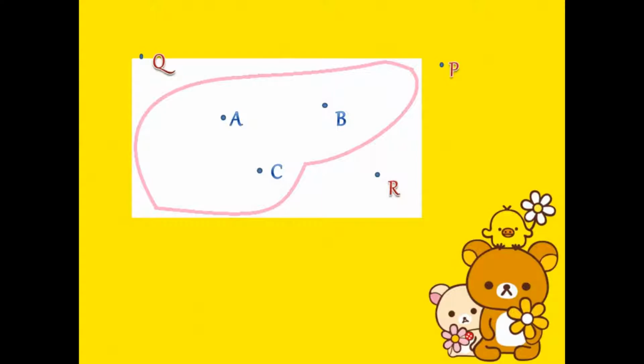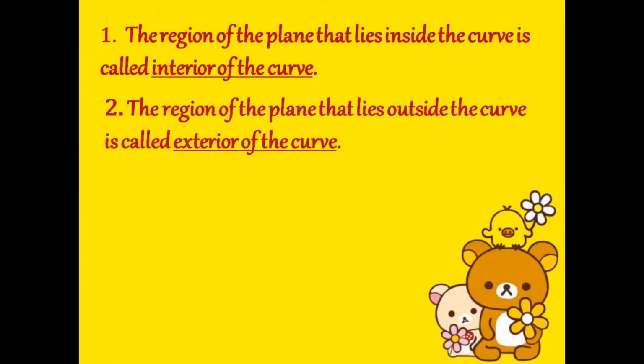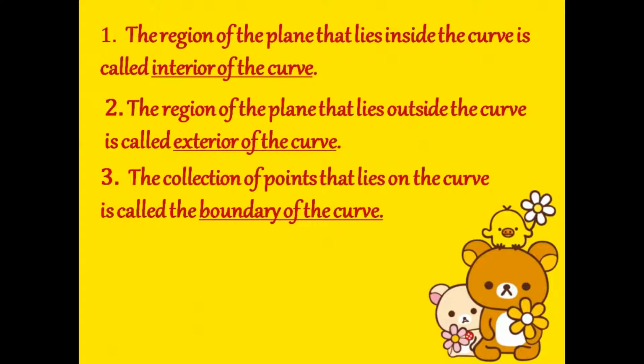One more set of points we can find, right? Yes, the points which lie on the curve itself. It is called the boundary of the curve. So, exterior points, interior points and boundary points we have seen through this figure. The region of the plane that lies inside the curve is called the interior of the curve. The region of the plane that lies outside the curve is called the exterior of the curve. And the collection of points that lie on the curve itself is called the boundary of the curve.